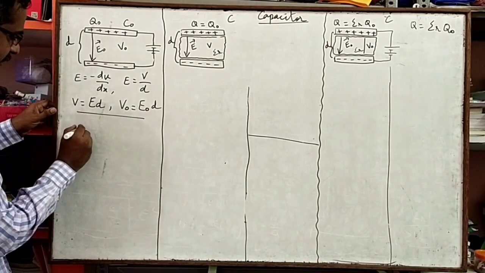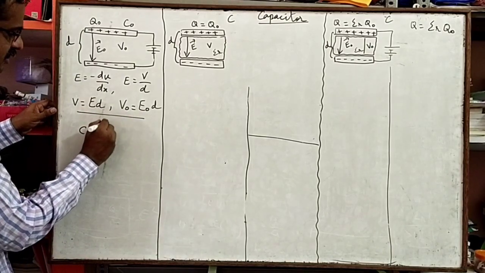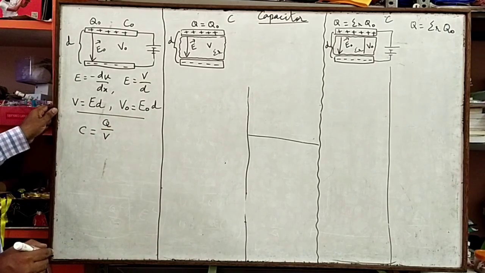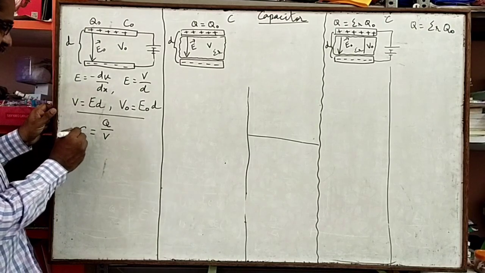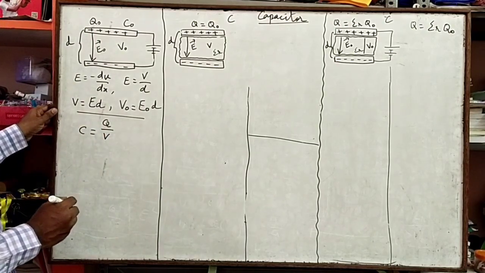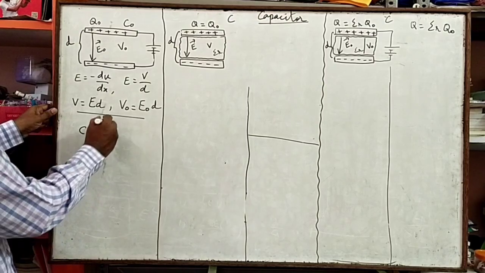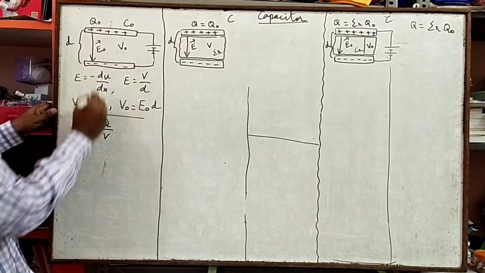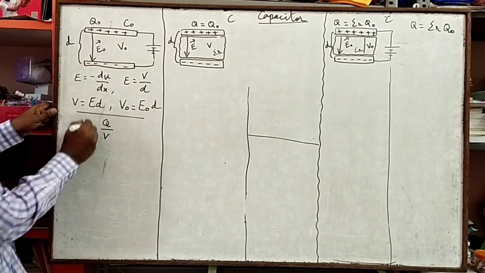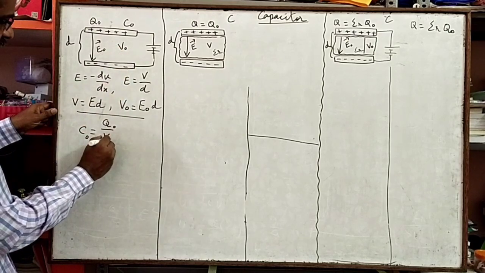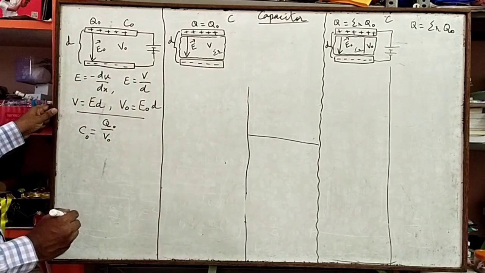We know the capacitance of a capacitor is the ratio between the charge given to the plates and the potential developed between the plates. C is equal to Q by V. In this case we can take it as C0 equal to Q0 by V0.